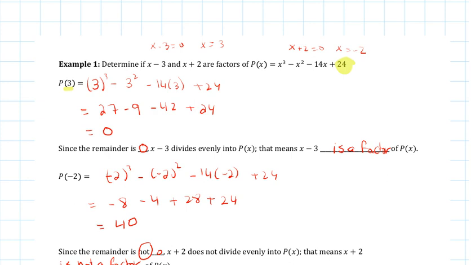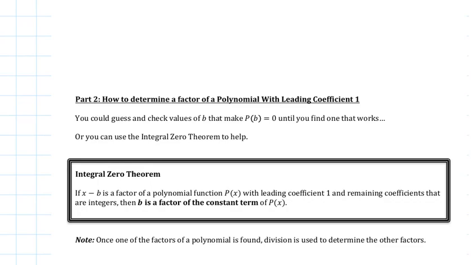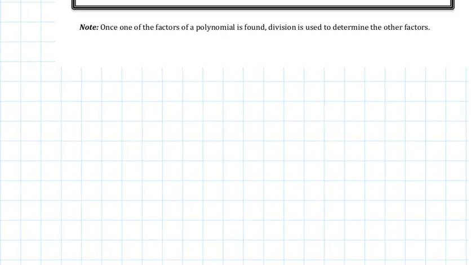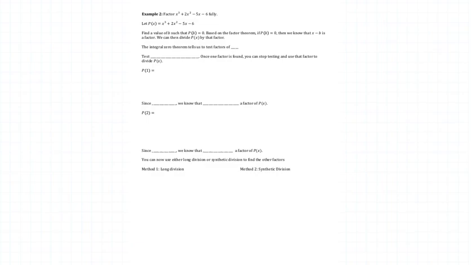3 is a factor of 24, right? 2 is a factor of 24 as well, and negative 2 is a factor of 24. But this time, 3 works, negative 2 does not work, because not all of the factors will work. Note, once one of the factors of a polynomial is found, division is used to determine the other factors. Okay, so I only need to find one. Usually start with the small ones.